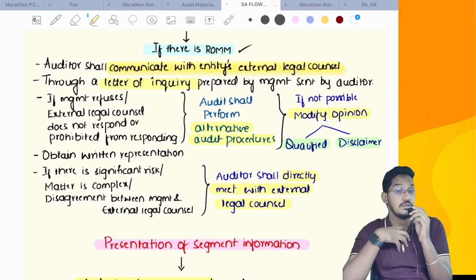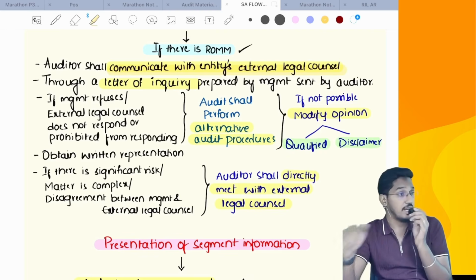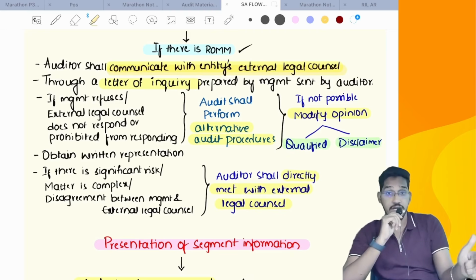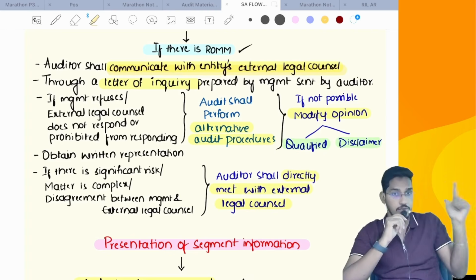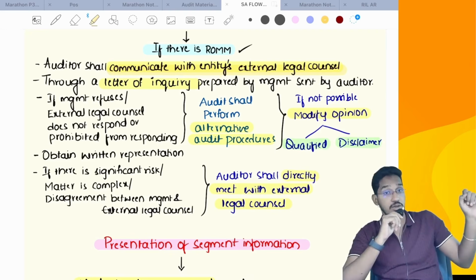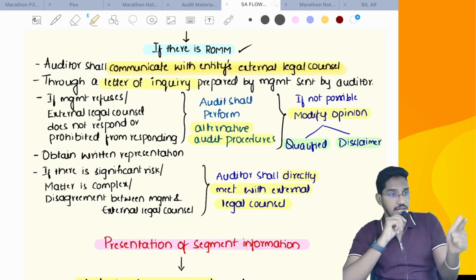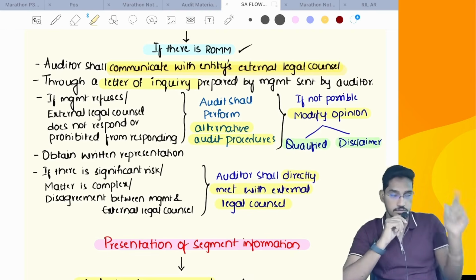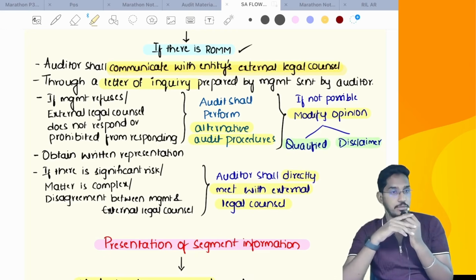So the auditor will try to communicate with the entity's external legal counsel through a letter of inquiry prepared by the management, sent by the auditor, and asking the entity's external legal counsel to reply back to the auditor directly. Three things. The auditor will communicate with the entity's external legal counsel through a letter of inquiry prepared by, sent by, and asking the entity's external legal counsel to reply back to. Perfect.